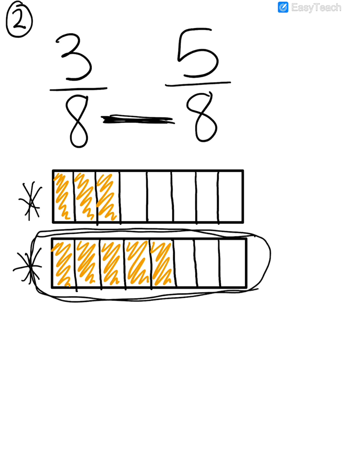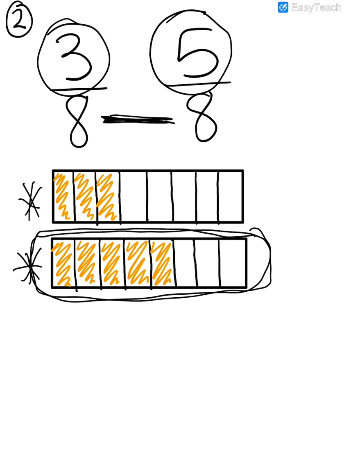We often talk about in class how this is kind of like sharing M&Ms, because M&Ms are all the same size as well. So if I have 3 M&Ms and you have 5 M&Ms, who has more? You do, because 5 is more than 3 if they're all the same size.